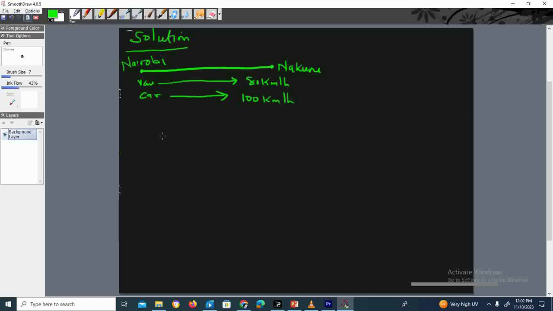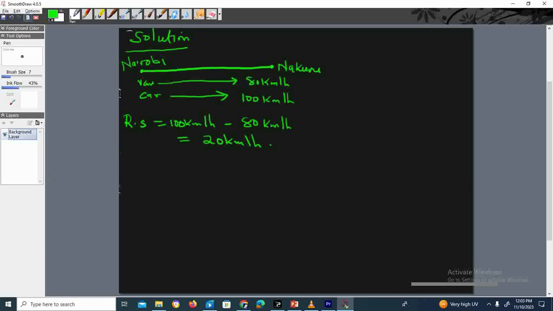So the first question we are looking for is the relative speed, sometimes abbreviated like just RS. And because these vehicles are moving in the same direction, they are both heading to Nakuru from Nairobi, the difference of their speeds will be the relative speed. So we get 100 kilometers per hour, we subtract 80 kilometers per hour, and the relative speed will be 20 kilometers per hour. That will be the solution to part A.